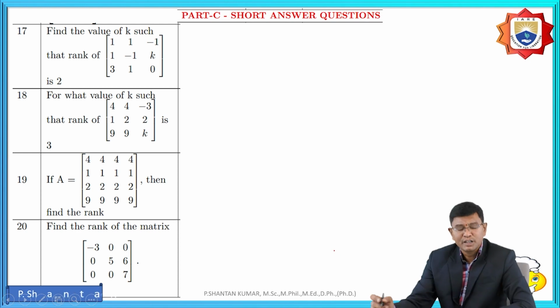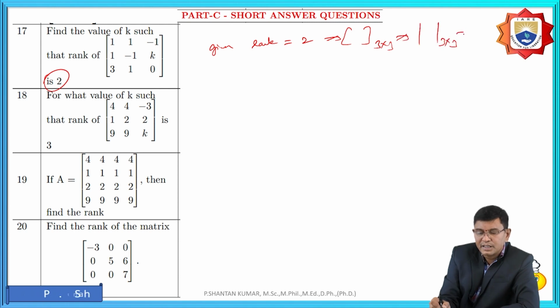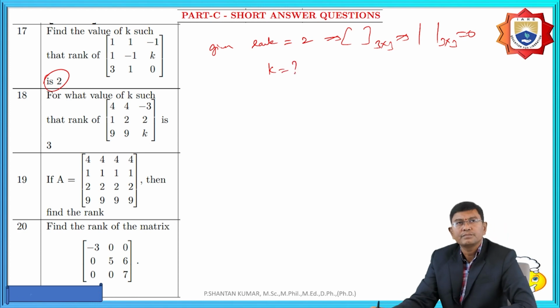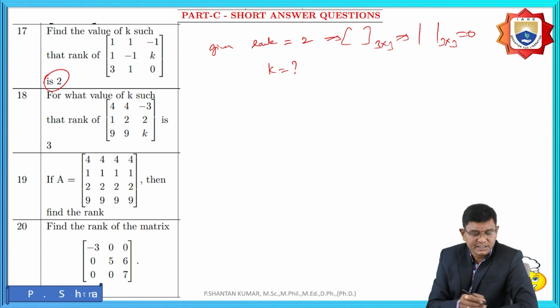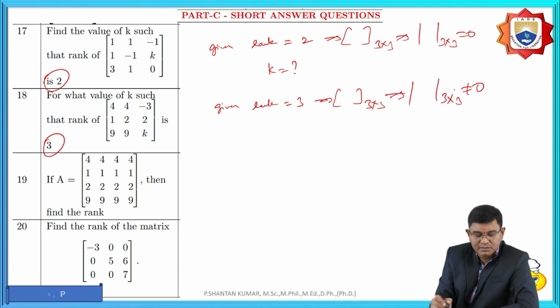Find the value of k such that the rank is 2. Given the rank is 2 and the order of the matrix is 3 by 3, the determinant of the 3 by 3 matrix is equal to 0. You find the value of k. For what values of k is the rank 3? Given the rank is 3 and the matrix order is 3 by 3, the determinant is not equal to 0. Then we obtain the value of k.